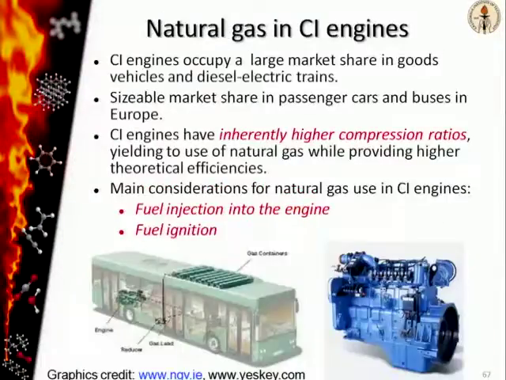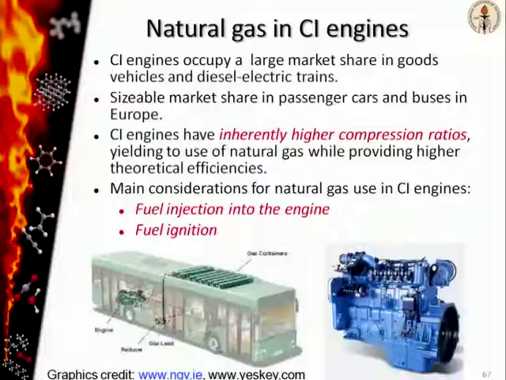I'd like to also go over briefly and talk about the use of natural gas in compression ignition engines. Compression ignition engines occupy a large market share in goods vehicles and diesel electric trains. There's also a sizable market share in Europe, with a sizable use of diesel engines in passenger cars and buses. Compression ignition engines have inherently higher compression ratios, which means that they're more amenable to the use of natural gas, which has a high octane number.